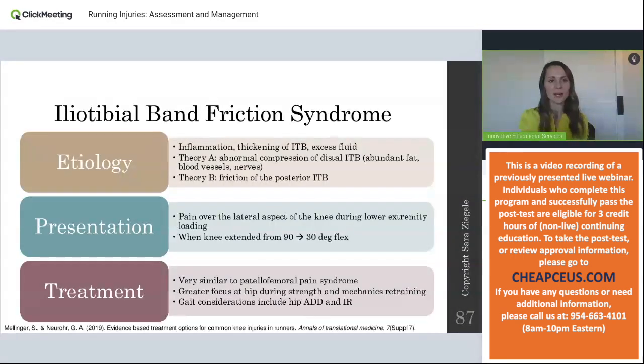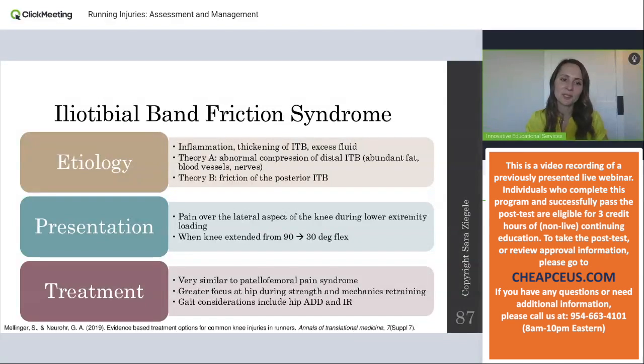There are a few other conditions we're just going to breeze through quickly here because they're not necessarily the most common, but yet in this population, they're more common than we see in other places. So the first one is iliotibial band friction syndrome, or oftentimes IT band syndrome. These being inflammation or thickening of the IT band with excessive fluid there, either from compression or friction, kind of some debate on those theories.